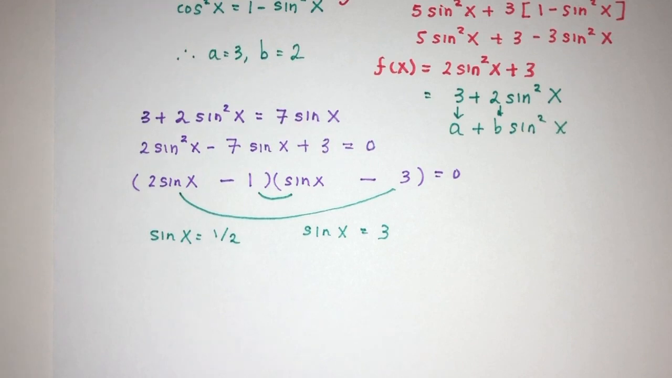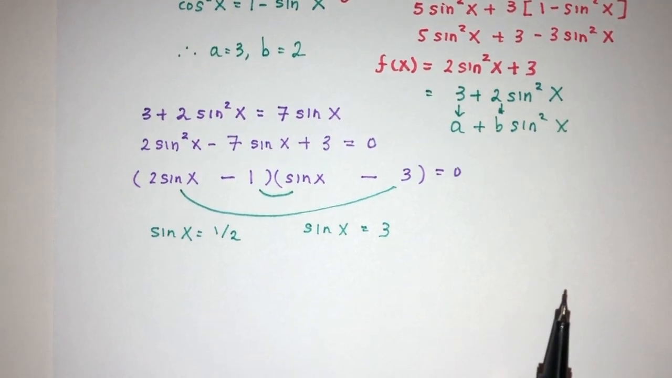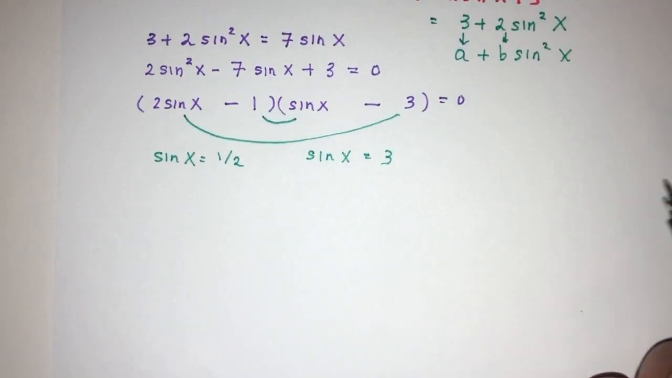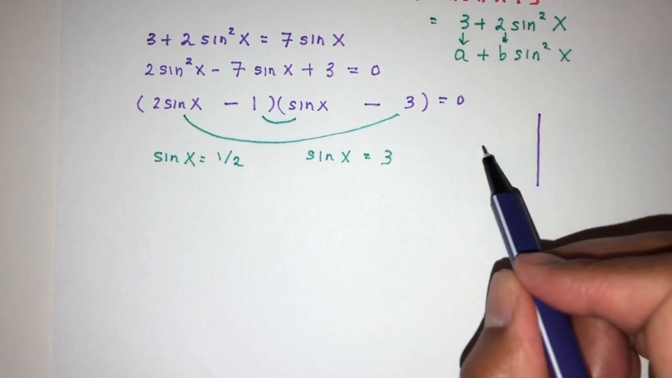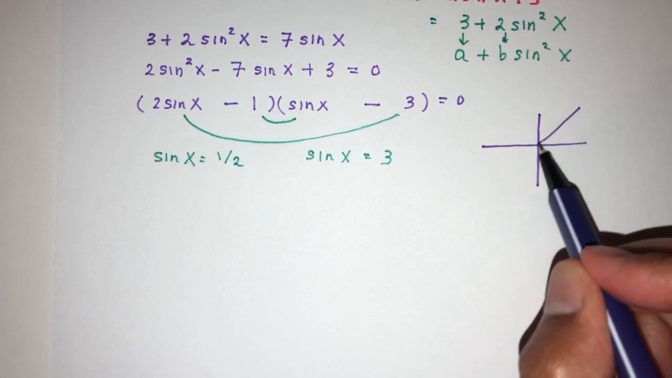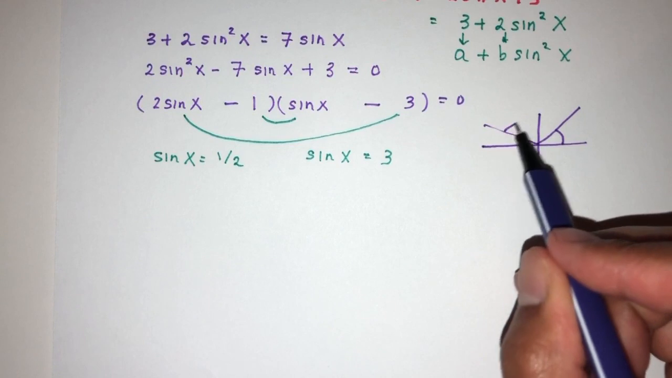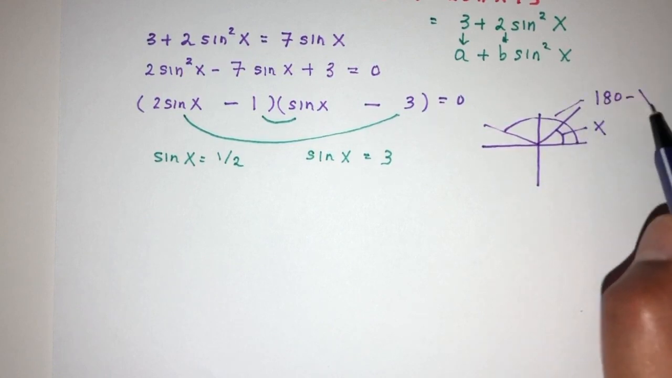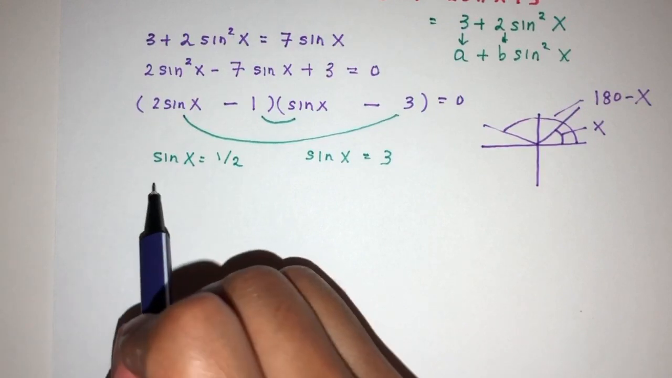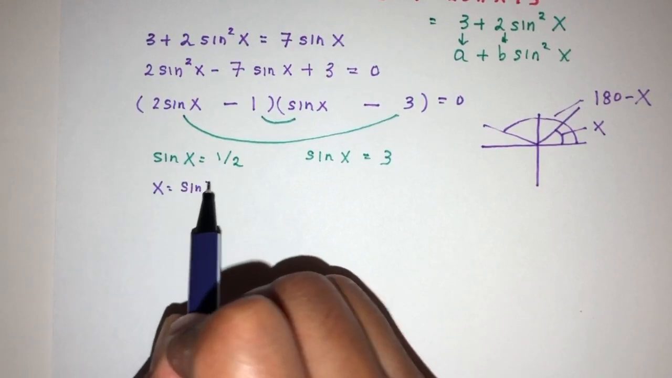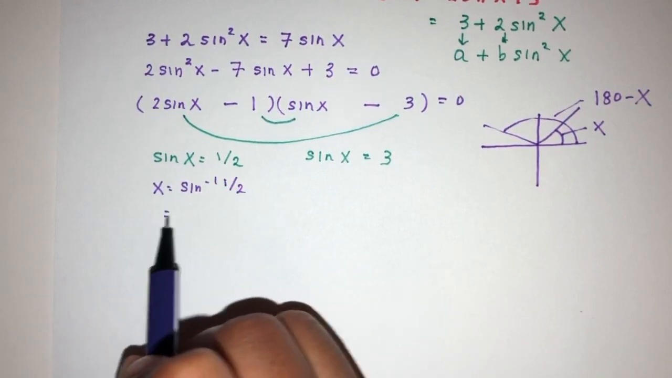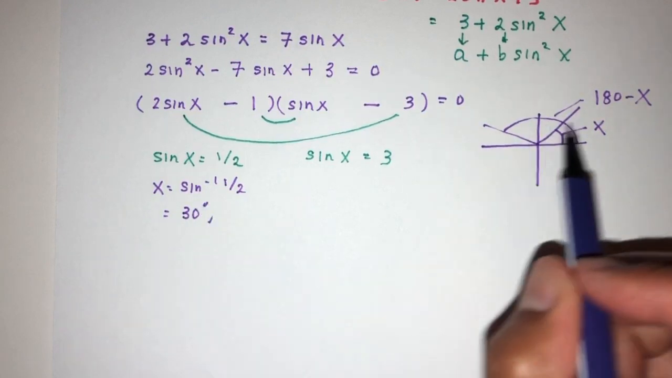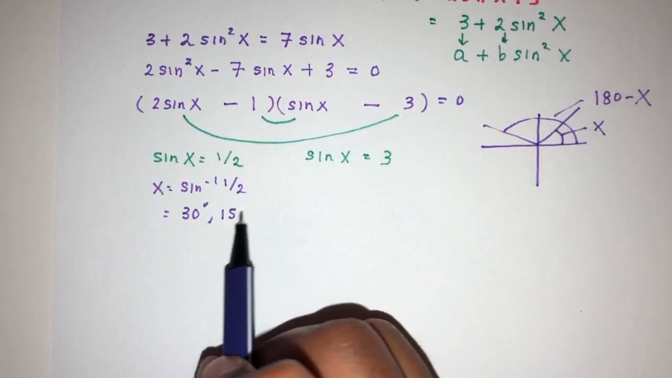Now let's move on with the question. As you can see, sine is positive in both cases. We do realize that when sine is positive it will be in the first quadrant and in the second quadrant. This is your value of x directly, and that will be 180 minus x. So first one, x will be sin⁻¹ of half, that should be 30 degrees, but also we have to find 180 minus 30, that should be 150.